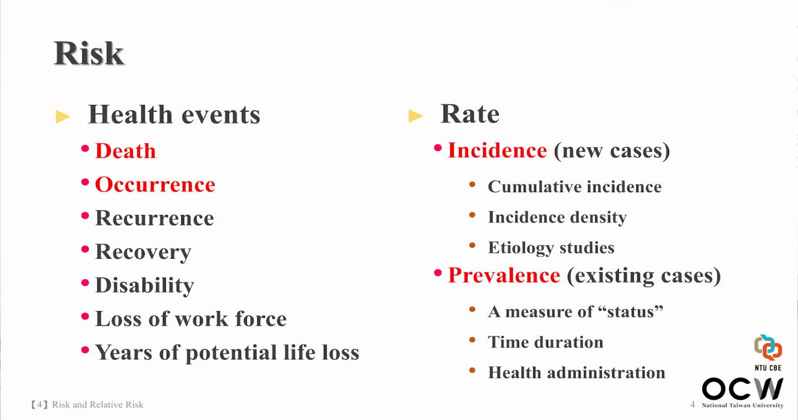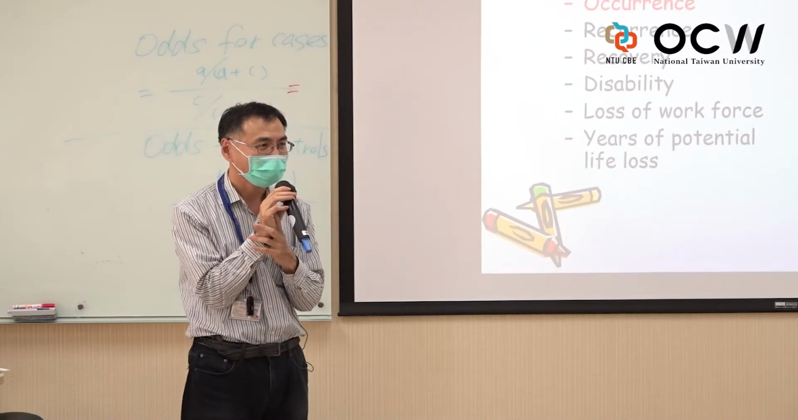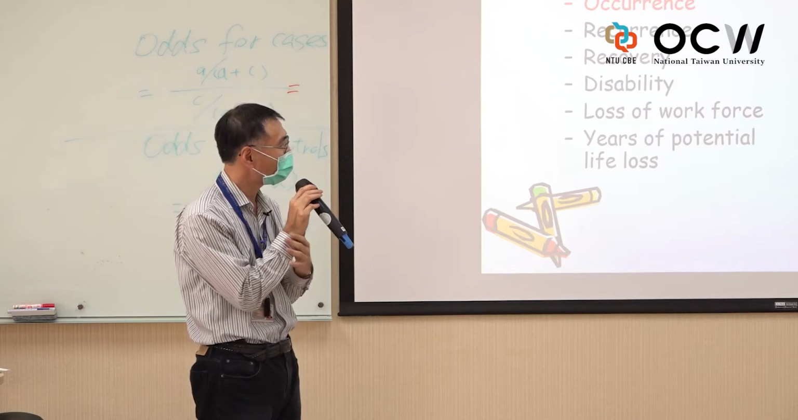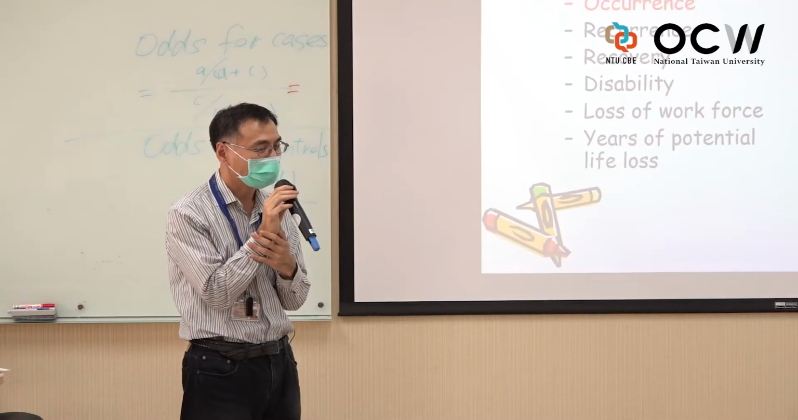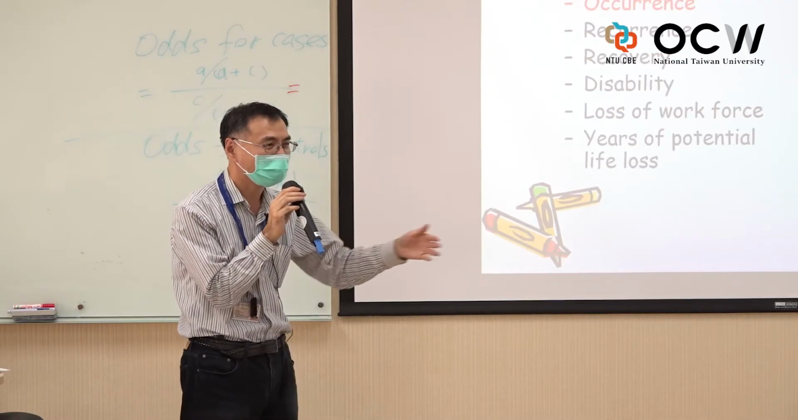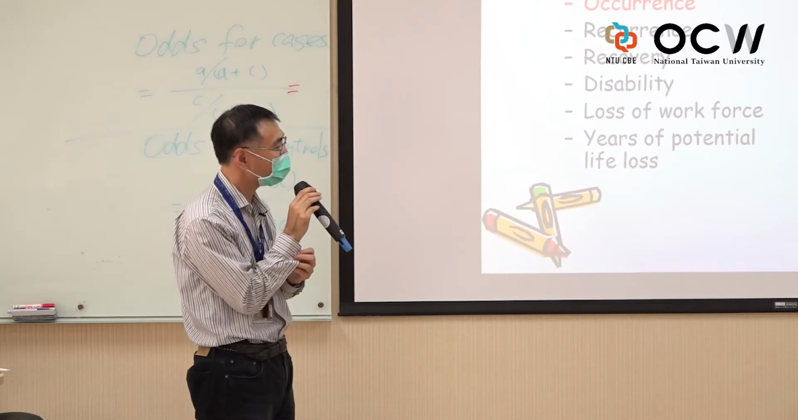Okay, review the idea about incidence. In the calculation of incidence, we highlight the idea about new cases. It's about status change: people without the disease then transfer into the situation with the disease. It could be cumulative incidence. We follow up that group of people for a period of time, and we use the people at the beginning point as the denominator, and the people who got the disease during the follow-up period as the numerator. And that's the cumulative incidence.